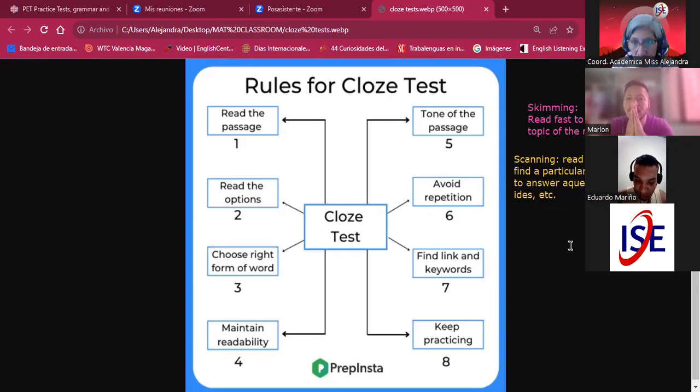Okay. The order is always skimming first and then scanning, once you have understood what the text is about. So when we had a cloze test, first of all, you read the passage using skimming, not scanning, skimming. Then you read the options given in the case that you have options. Otherwise, you think about which options are possible for that blank space.